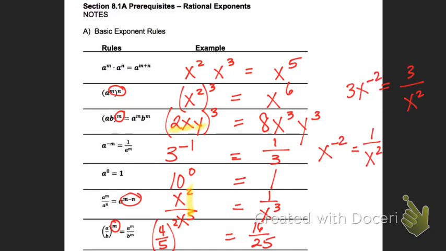The exponent isn't applied to the 3. Whatever the negative exponent is applied to is the only thing that goes down, and it's not connected to the 3. So the 3 stays on top, and then the x to the negative 2 goes down. See, I would have done that wrong.